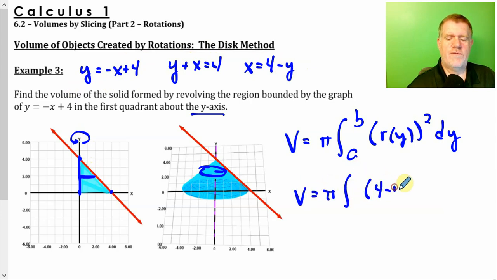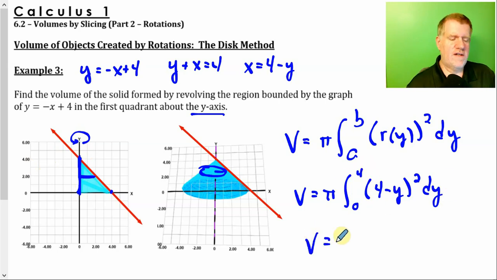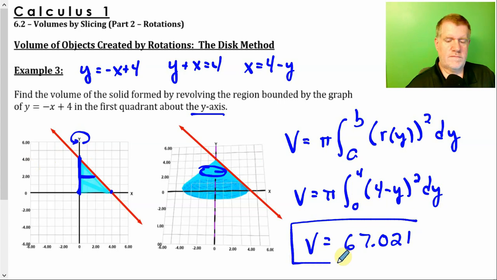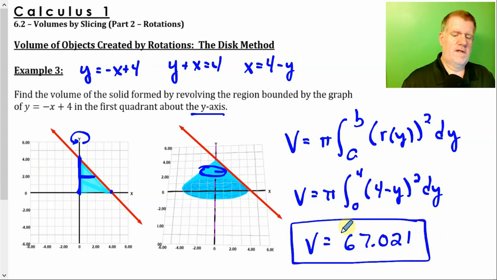So it's actually 4 minus y squared dy. And where do the y's go to and from? The y's start at 0 and go up to 4. Alright, we put that in the calculator and we come up with the answer of 67.021. That's how we revolve and get an answer.